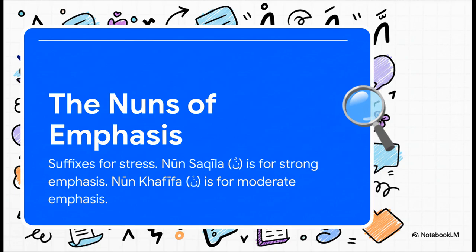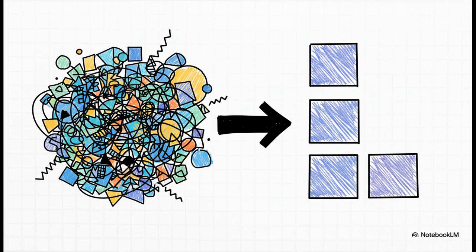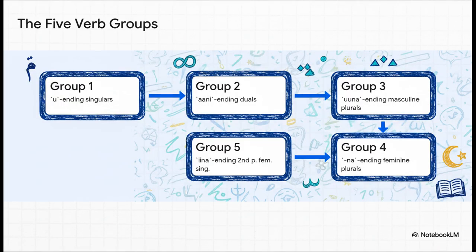Now, I know this might look like a bunch of random, chaotic changes, but here's the secret. It's not random at all. It actually follows this really beautiful, logical, and totally predictable system. And once you get it, you can predict the change for any verb, because the whole thing is built around just 5 simple groups. And here they are. This is our roadmap for today.